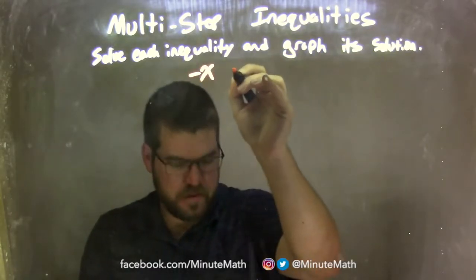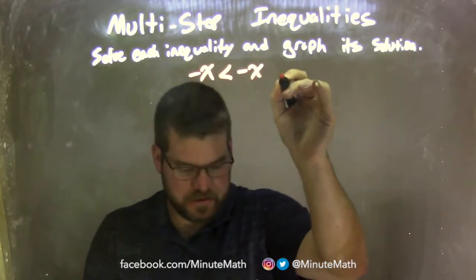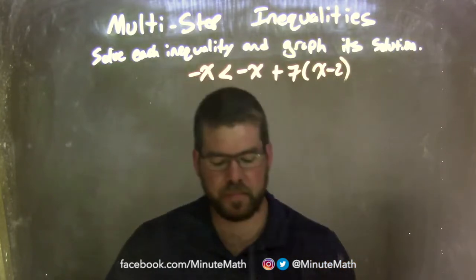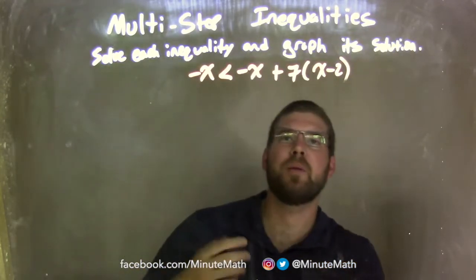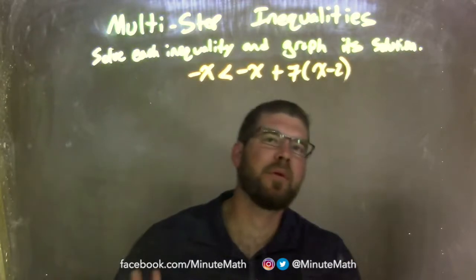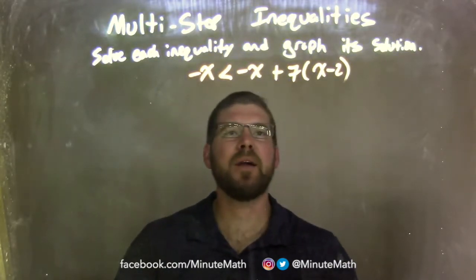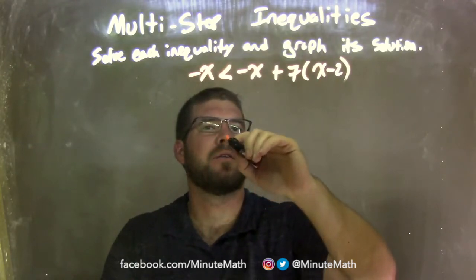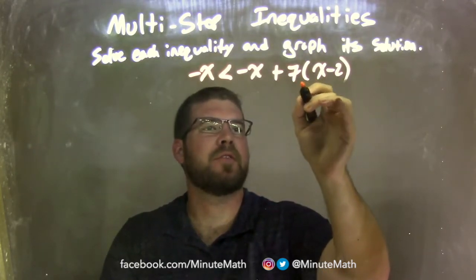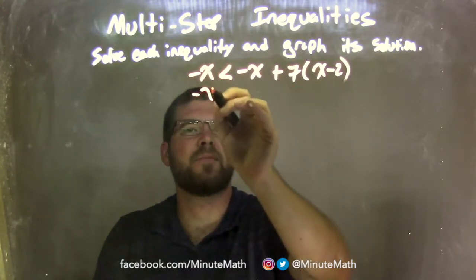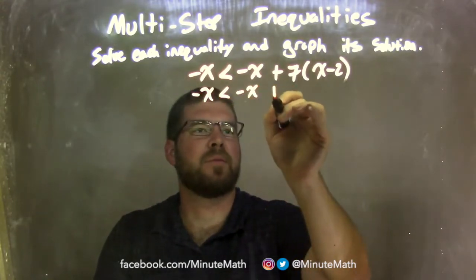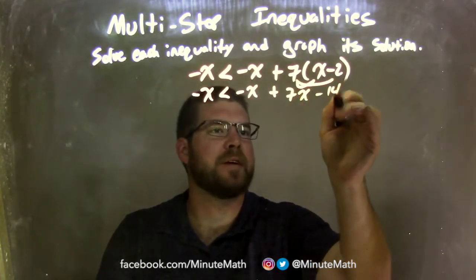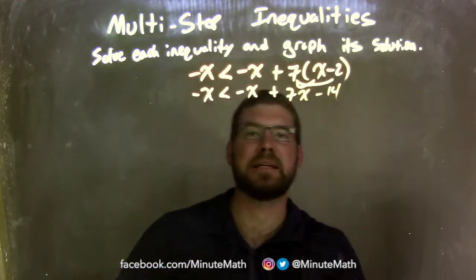-x is less than -x plus 7 times x minus 2. Okay? Well, my first step is, people have different ways they want to do this. I'm going to distribute the 7 first. So the -x is right here by itself, is less than -x plus 7 times x is 7x, and 7 times -2 is -14. So now let's combine our like terms on each side.